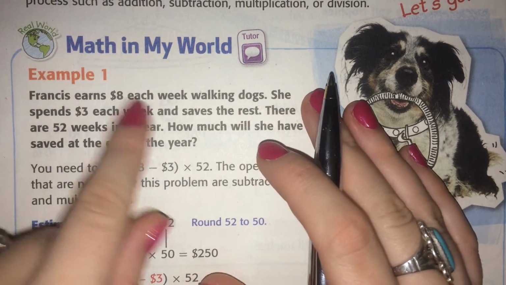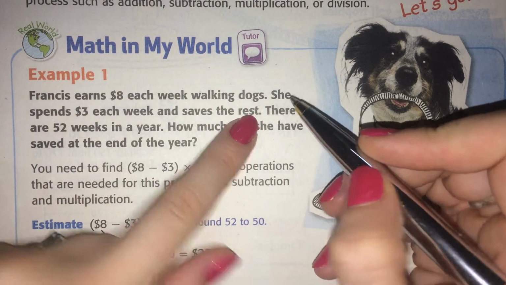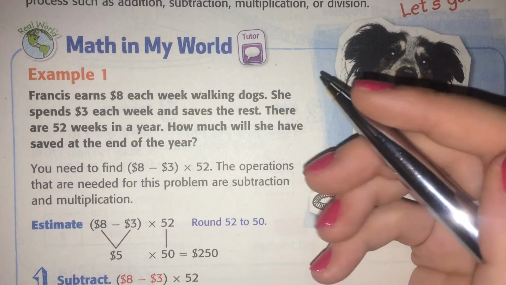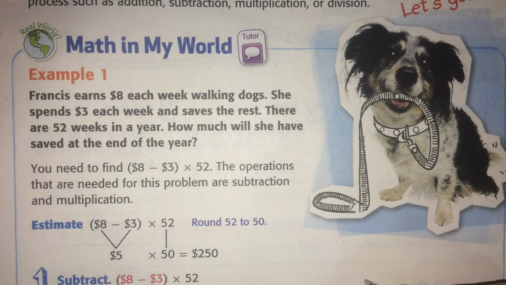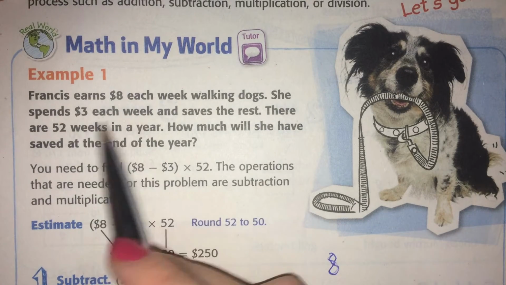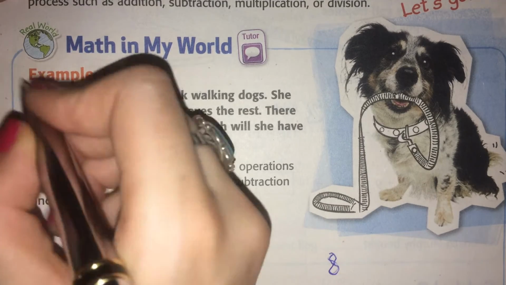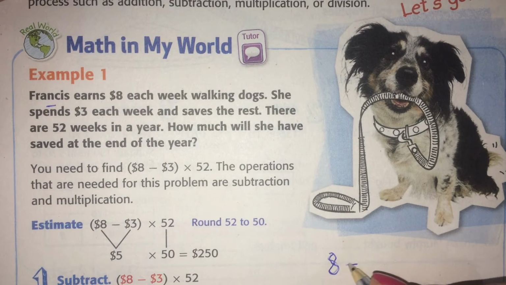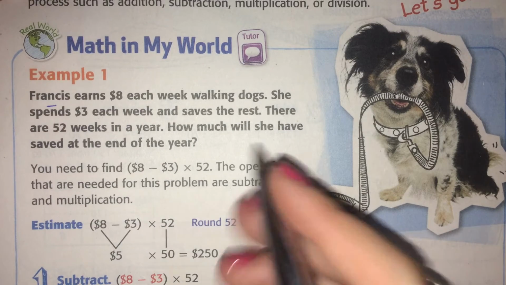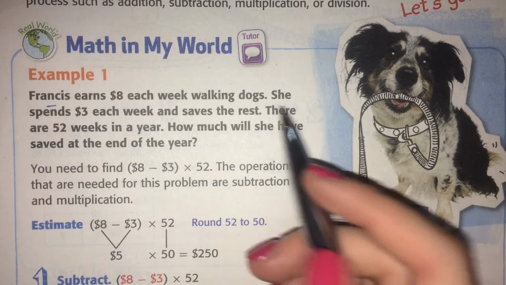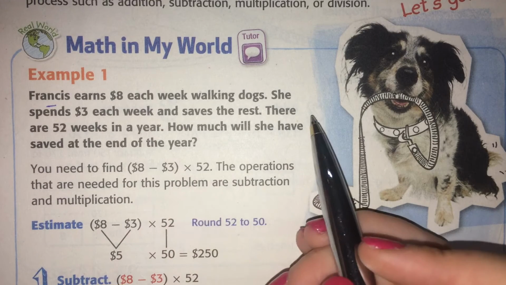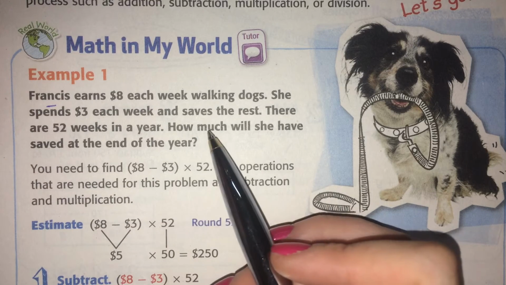Francis earns $8 each week walking dogs. Okay, so when I read word problems, I like to just write the numbers down to the side before I even decide what I'm going to do with them, but just kind of like to pull them out. So there's 8. She spends $3 each week. Okay, spends means minus, so 3. Okay, and saves the rest. Okay. There are 52 weeks in a year. How much will she have saved at the end of the year?